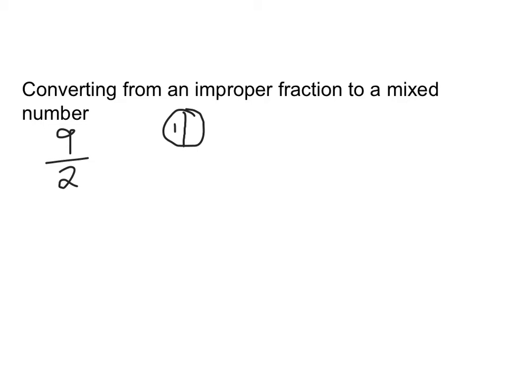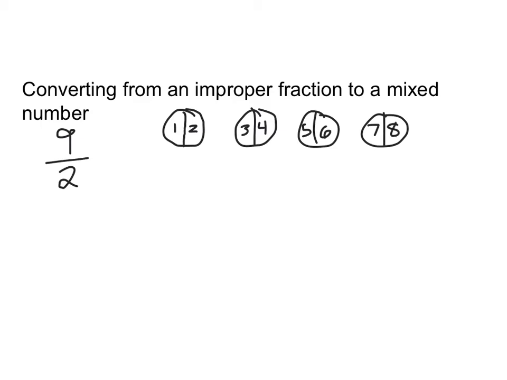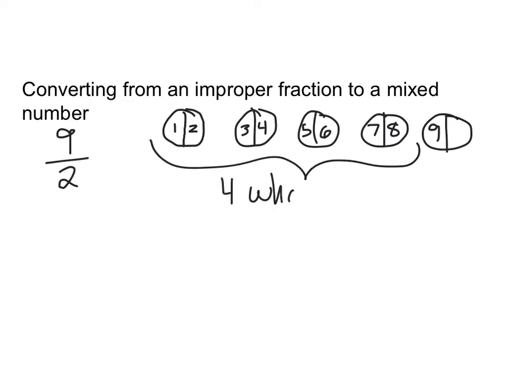So here's 1, here's 2 halves, here's 3, here's 4 halves, 5 and 6, I'm trying to get up to 9, 7, 8, and there we are. Finally, we're at 9 halves. So that was 4 wholes and 1 half. So 9 halves is equivalent to 4 and 1 half.